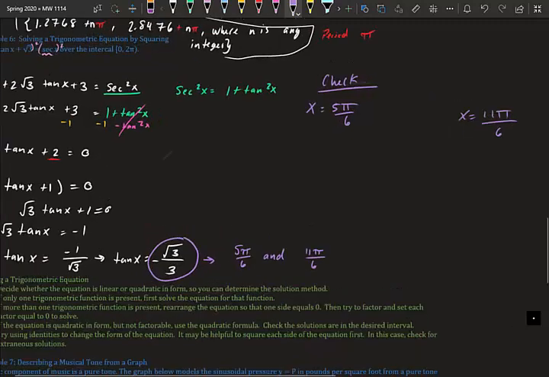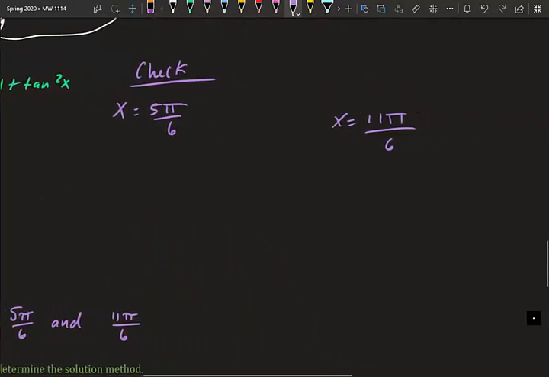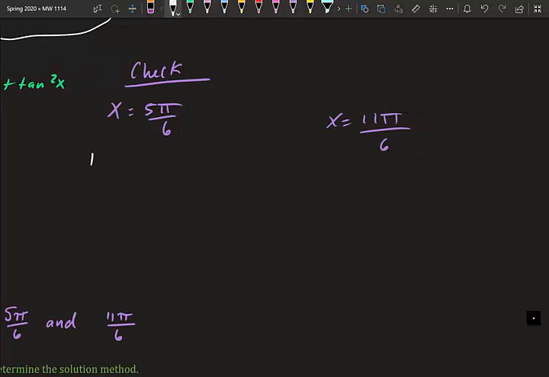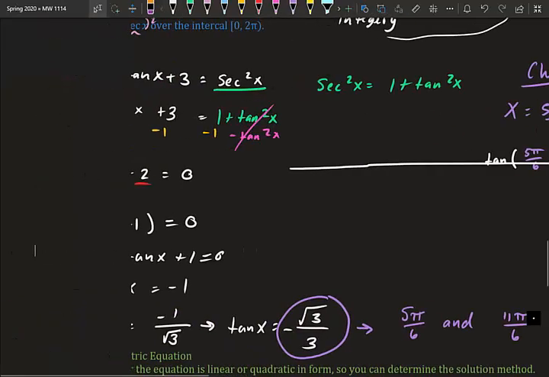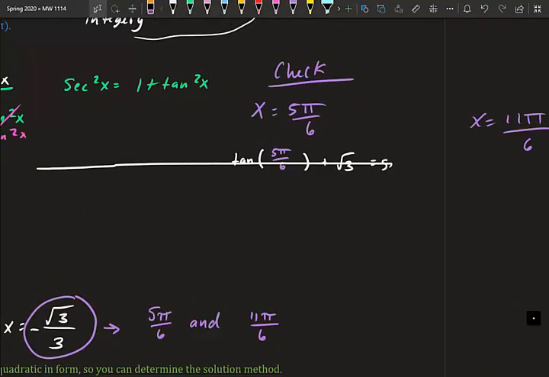All right, let's do that. So our original equation, we have tangent x, which is 5 pi over 6, plus square root of 3 equals secant x, which is 5 pi over 6.